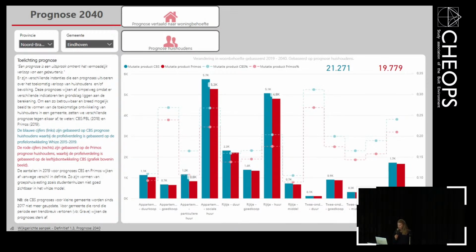Then we have a prognosis tool. So what do we need in the future to build in certain areas? This is for the whole of Eindhoven, so this is not specifically for this spot. The two things that are needed the most for the future are apartments, mostly social rent apartments, and row houses also in the rent area.